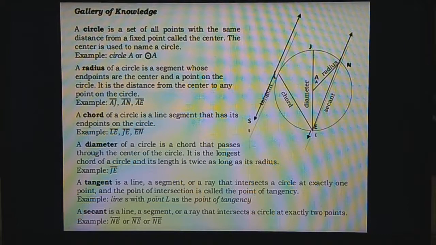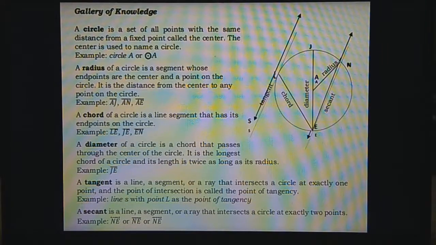A circle is a set of all points with the same distance from a fixed point called the center. And the center is used to name a circle. So, napakahalaga niyang definition na yan. So, in the illustration at the right, the name of our circle is circle A because the center point is A.